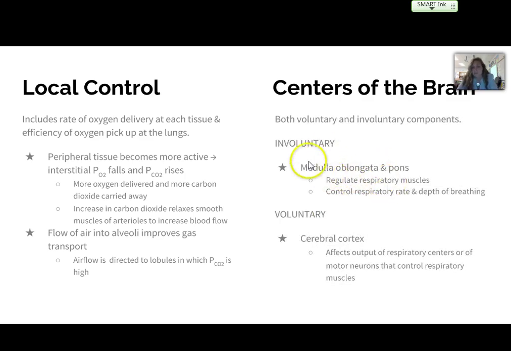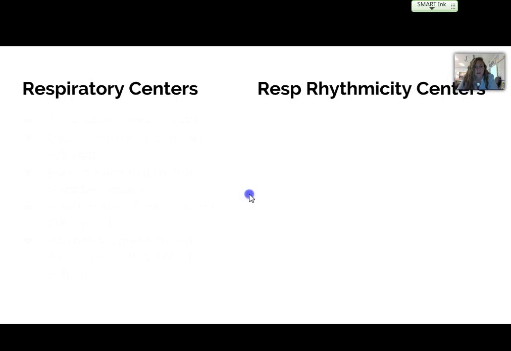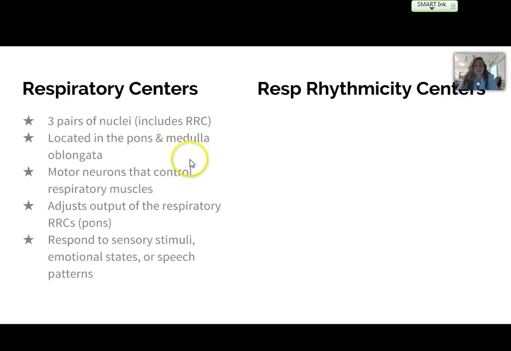Centers of the brain are both voluntary and involuntary. The involuntary component is in the medulla oblongata and the pons. They're going to regulate respiratory muscles and control the respiratory rate and depth of breathing, while our voluntary control occurs in the cerebral cortex. It affects the output of the respiratory centers or of the motor neurons that control the respiratory muscles. And we're going to talk about them in more detail now.